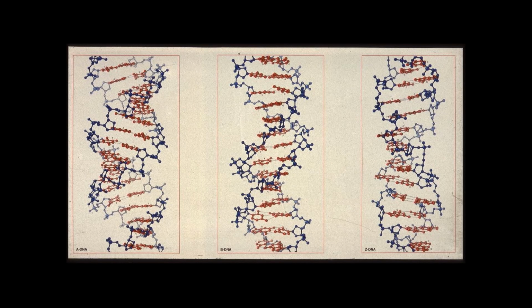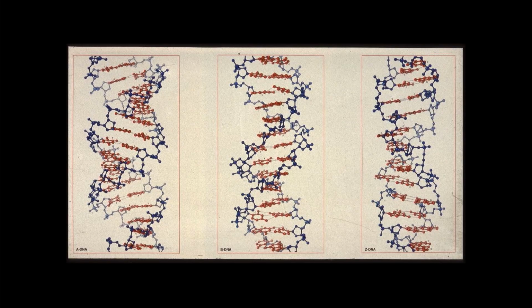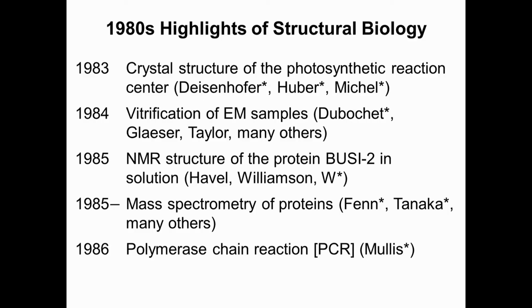And here you see the three different DNA structures that were determined by single crystal X-ray crystallography around 1980: A-DNA, B-DNA, and Z-DNA. B-DNA corresponds largely to the model that Watson and Crick proposed in 1953. How did we go on? In 1983, the crystal structure of a large membrane protein was determined.